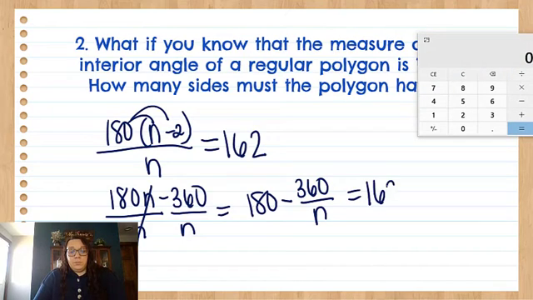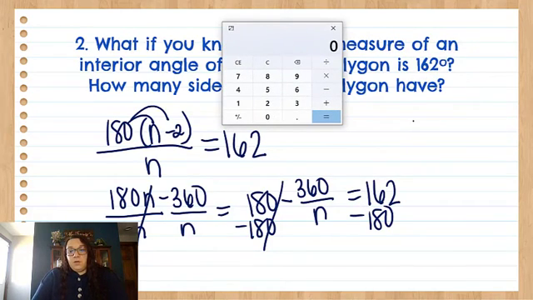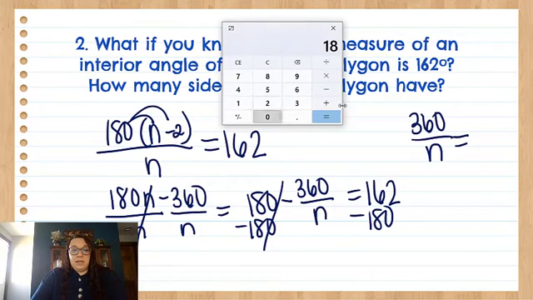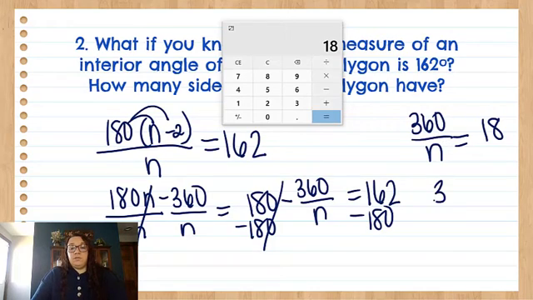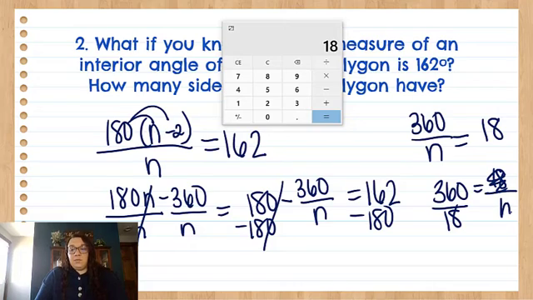equals 162. To solve, let's subtract 180 from both sides. I'd be left with 2 negatives, so those will cancel, but I'm running out of space, so I'm going to come over here. 360 over n equals 180 minus 162, which is negative 18, then it becomes positive 18. To solve for n here, we could just switch these 2 terms. So 360 over 18 equals n. 360 divided by 18 is 20, so there must be 20 sides.